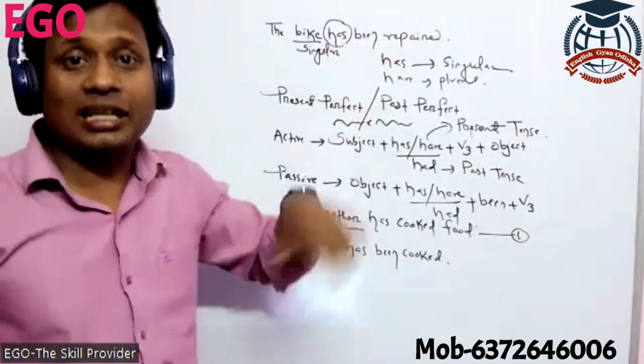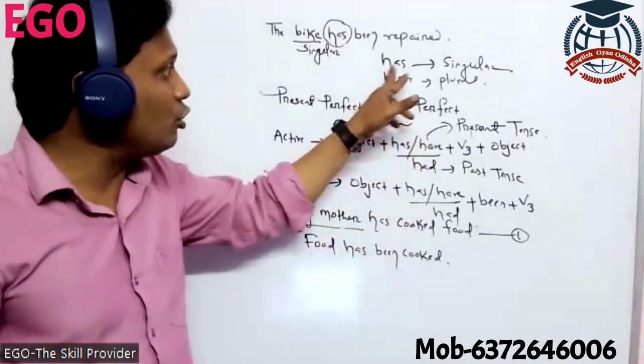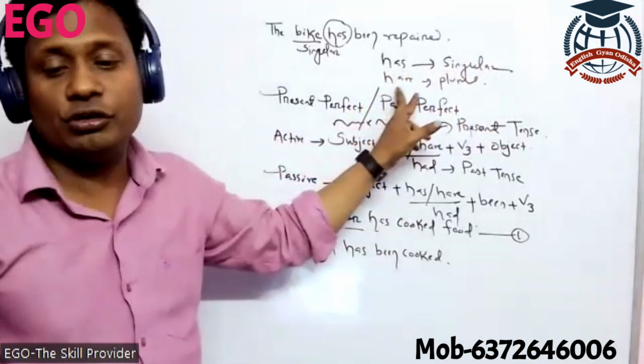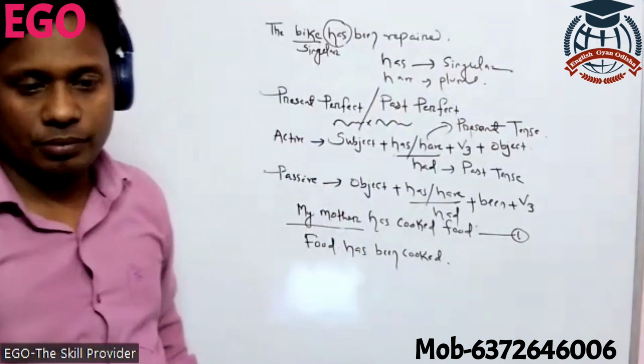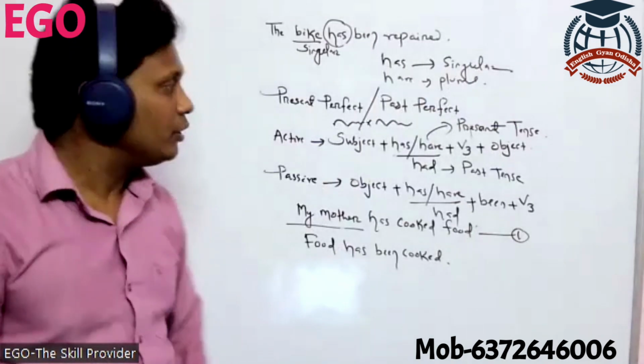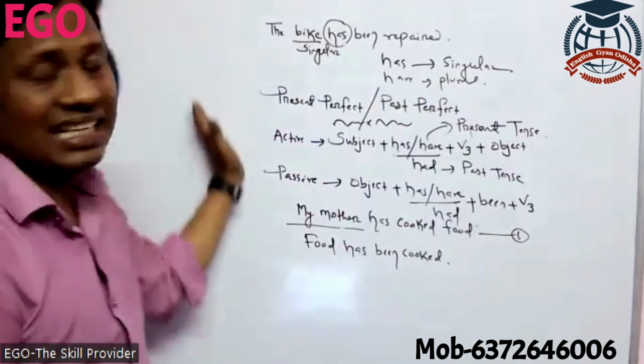So had is the past tense, and has and have are present tense. Has is used for singular and have is used for plural. Now it's clear, sir? Prabhat sir, is it clear or any further doubt? Okay, so this is something called has and have.